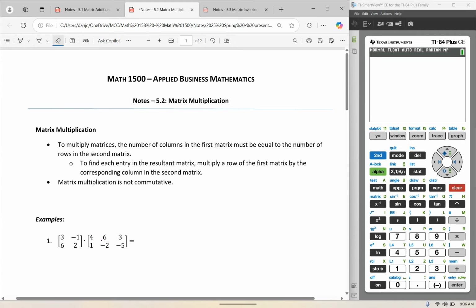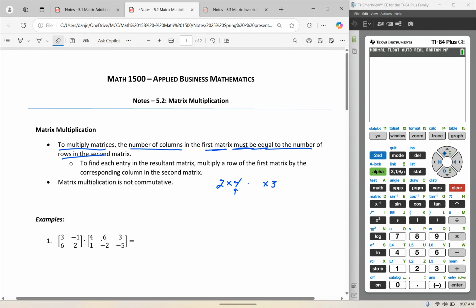Today we're talking about section 5.2, matrix multiplication. When we multiply matrices, there are some things we need to keep in mind. First of all, in order to multiply matrices, the number of columns in the first matrix must be equal to the number of rows in the second matrix. So for example, if I want to multiply a 2 by 4 matrix times a 3 by 3 matrix, I cannot do that multiplication because the number of columns in the first does not equal the number of rows in the second matrix. So I cannot multiply that.